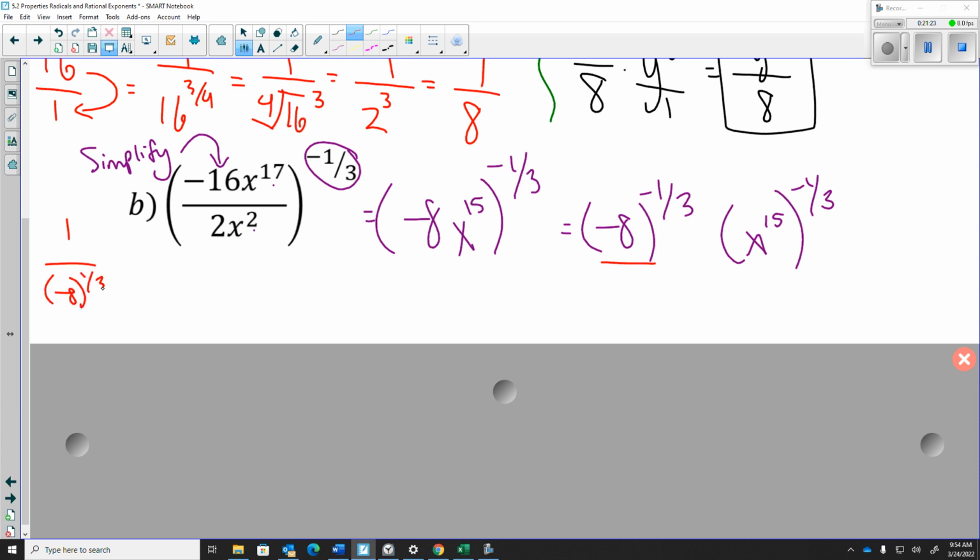What's a 1/3 power? It's a cube root, right? If you turn it into a radical, it's just a cube root. What's the cube root of negative 8? Negative 2. The cube root of 8 is 2. Cube root of negative 8 is negative 2. So this is 1 over negative 2. Not too bad. So there's that piece. You guys have questions on that? Can you leave it up for a second? Yep.